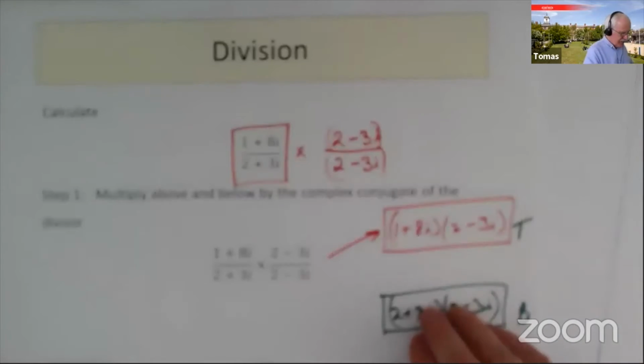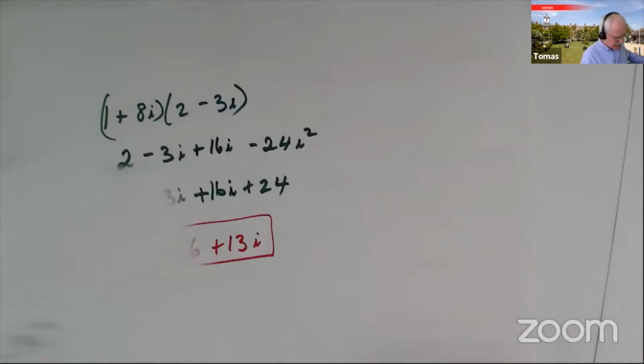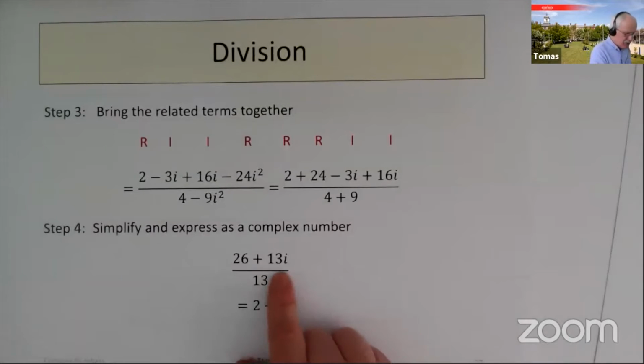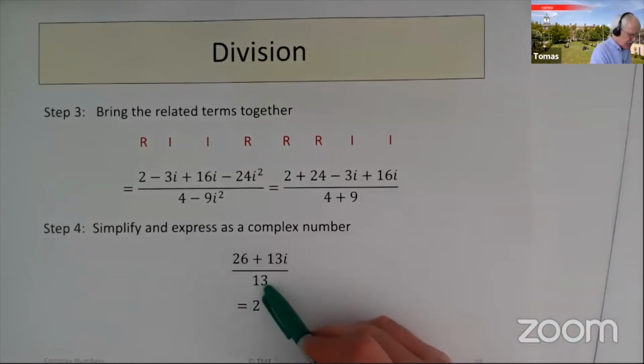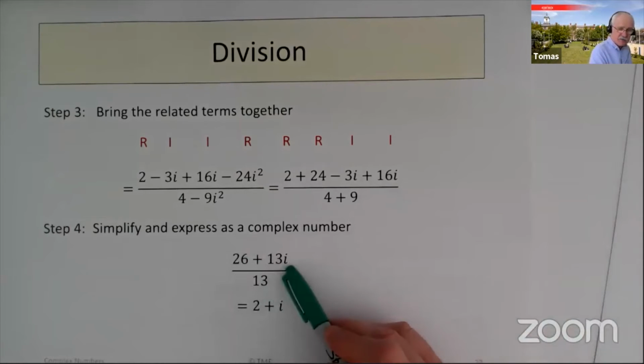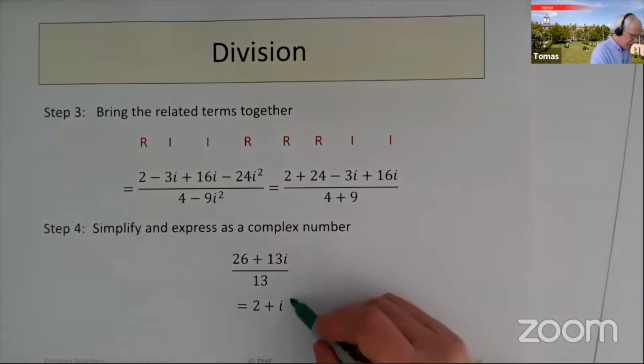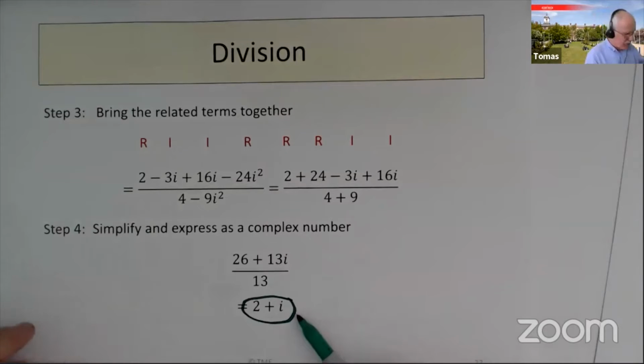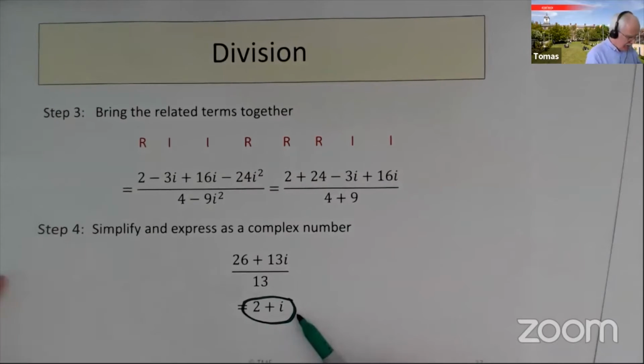So again, if I look through the notes here, I can see that what I got on the bottom was 13 on the bottom and 26 plus 13i on the top. 13 goes into 26 twice and 13 goes into 13i once. So the answer I got was 2 plus i. And that's not bad. It looks like a number I can plot on the Argand diagram anyway, so I've got the answer.